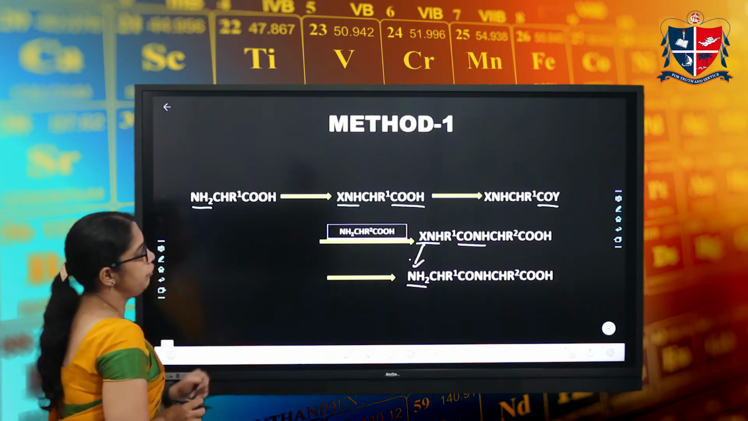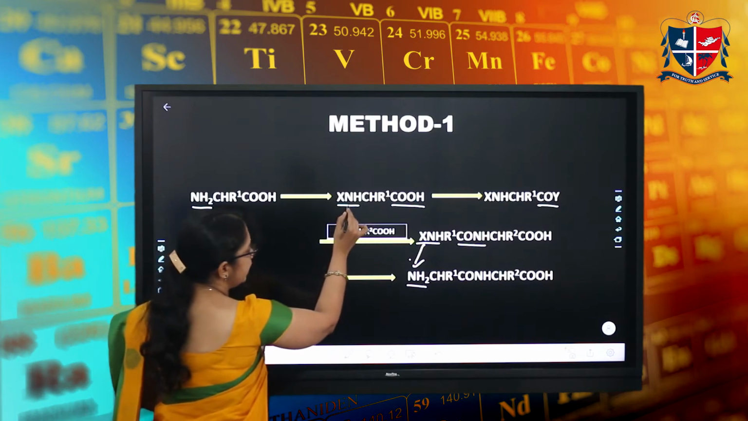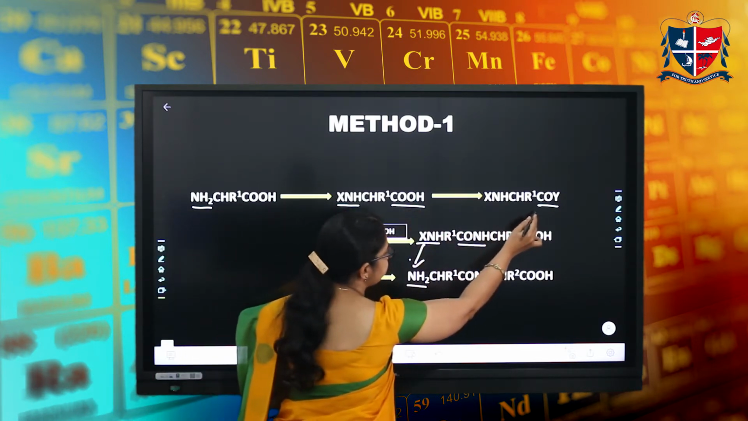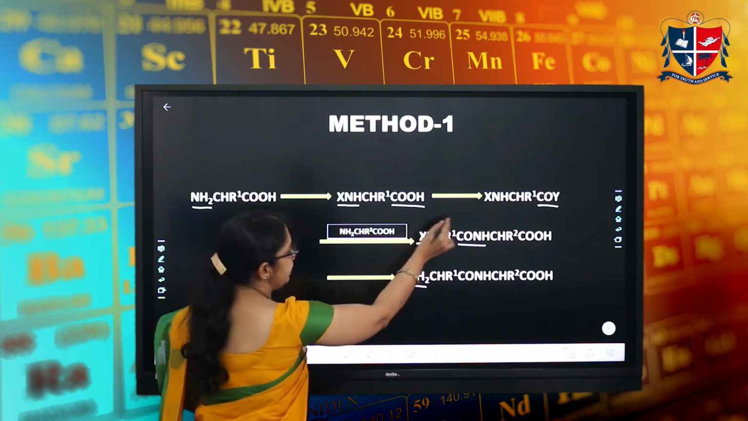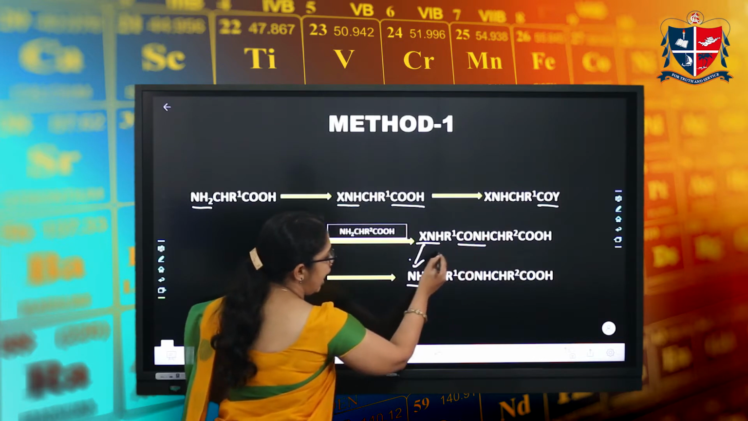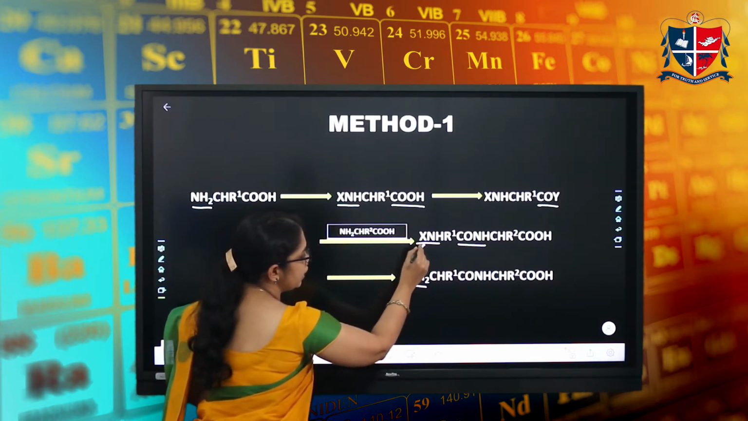So these are the different steps. In method 1, the NH2 group is first protected and it becomes XNH. Then the COOH group is activated into COY. Then in the third step, it is condensed with the second amino acid and there is formation of a peptide bond. And in the last step, there is removal of the protecting group.